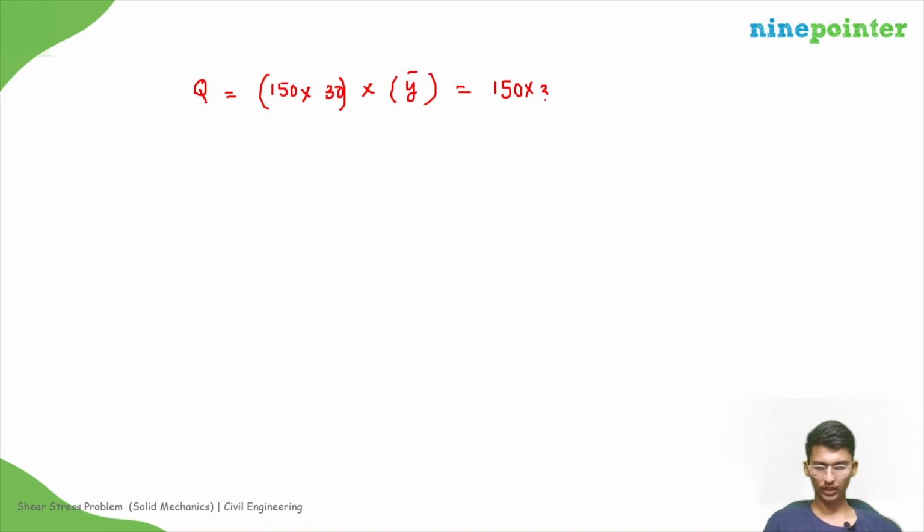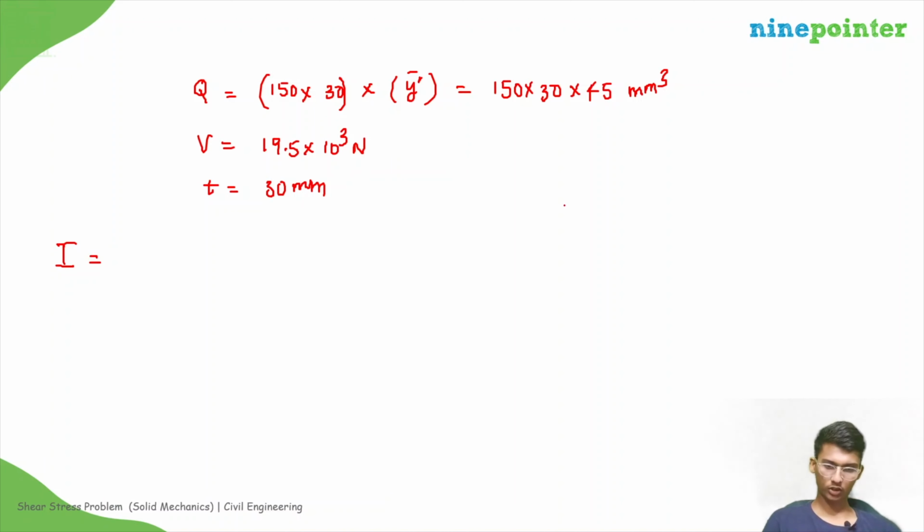So 150 into 30 into, let us write this y dash dash, so into 45, mm cube. We know the value of V, that is 19.5 into 10 cube Newton, and we know the value of T, that is 30 mm. And what is the value of I?